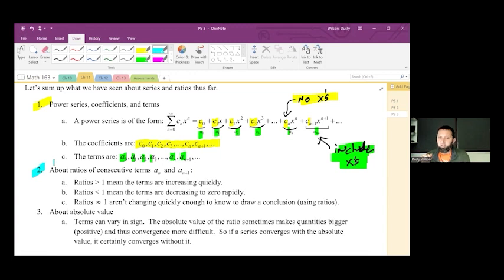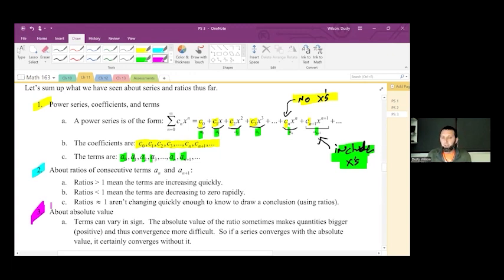And finally, if the ratios are about 1, that means things aren't changing quickly enough to know how to draw a conclusion using the ratios. In one of our examples where that ratio approached 1, the series converged. That was the alternating harmonic series. In the other case where the ratio approached 1, the series diverged. That was our harmonic series.